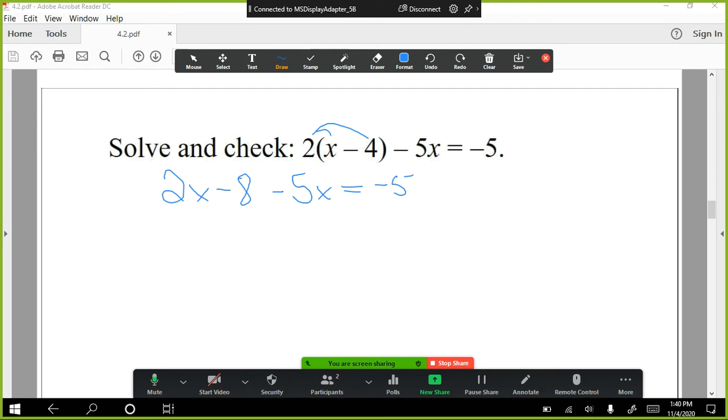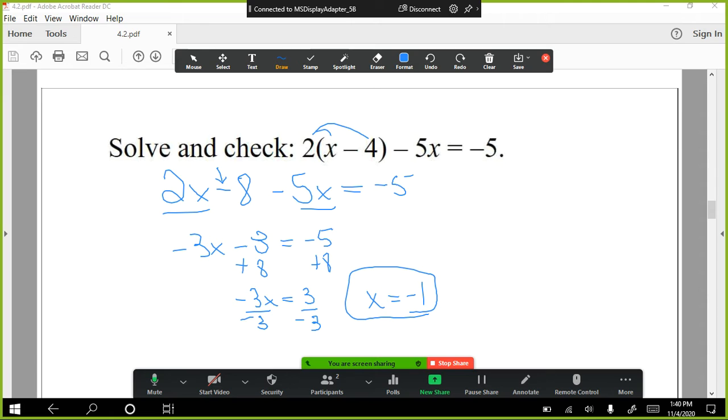Then still on the left side. Now, I don't start doing the opposite of things until I start working things across the equal sign. I still have to simplify on the left side. I have to combine the x's. Here's an x term, here's an x term. So I have 2x minus 5x, which is negative 3x, and then minus 8. People forget to drop down that minus sign. Equals negative 5. Now we've worked it down to our simple two-step. Add 8, divide by negative 3. Add 8, and I get negative 3x equals 3. Divide by negative 3, and I get x equals negative 1.